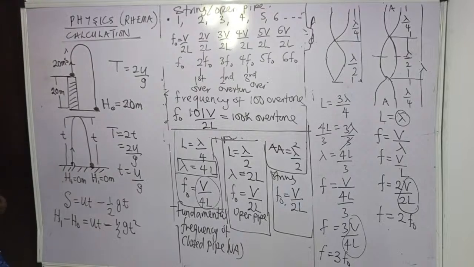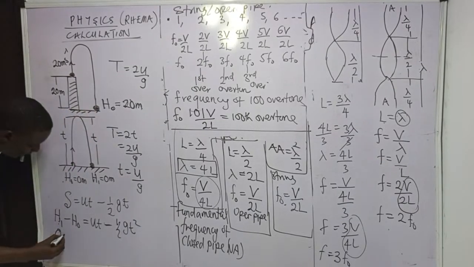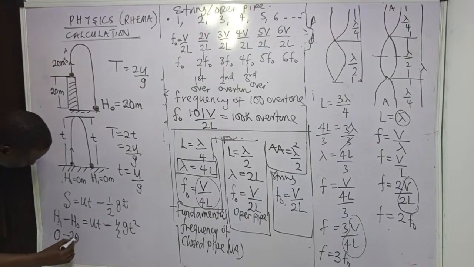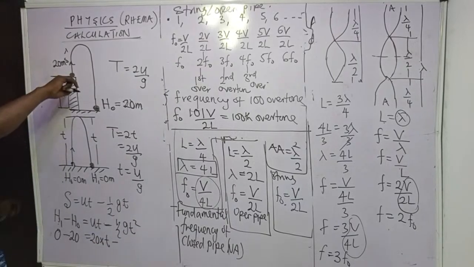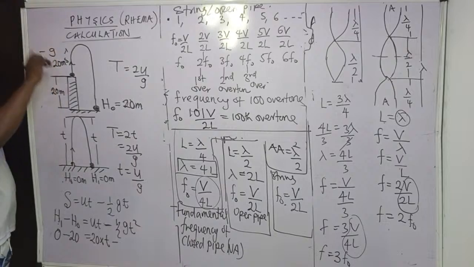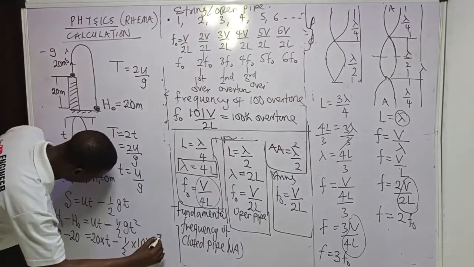Now for this question, look at the board. h1 is 0. Why is h1 0? Because the body is displaced and comes down, so the final height of the body is on the ground. What about the initial height where the body was projected? It is 20. So we have 0 minus 20 equals u, which is 20, times t, the time, which you don't know, minus. Why are you using minus? Because the body is projected against gravity. Half times 10 times t squared.